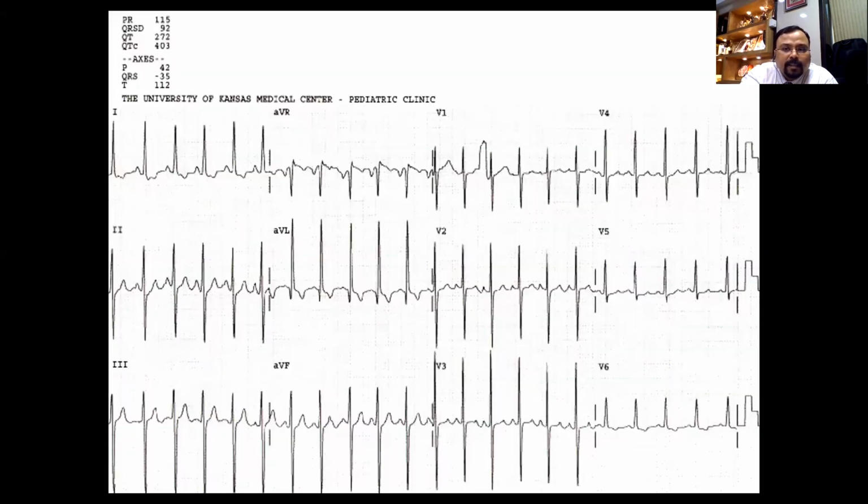Now this is ECG. You can see V4, V5, V6, tall R wave. In V1, deep S wave. Lead 1 and lead AVL, tall R wave. In AVR, you will see deep S wave. So LV forces are dominant here. So lead 1, V5, V6, AVL, you can see tall R wave. Okay.